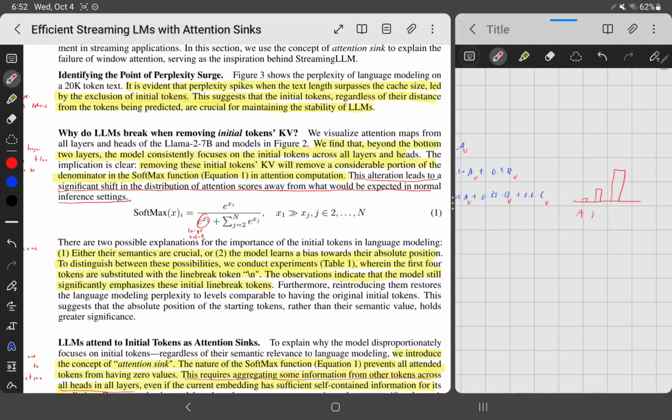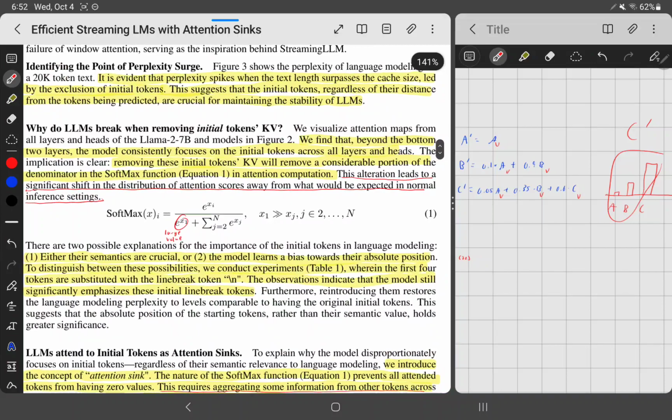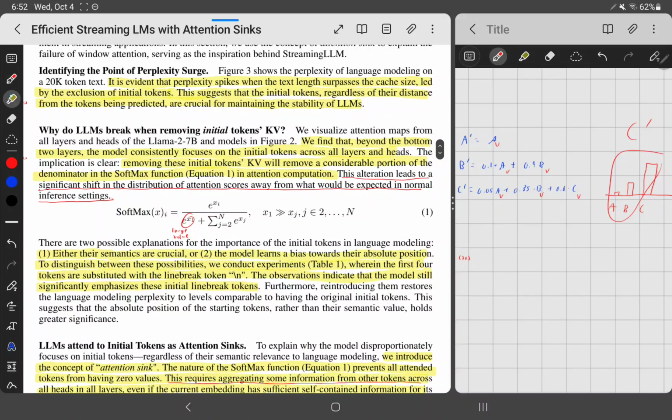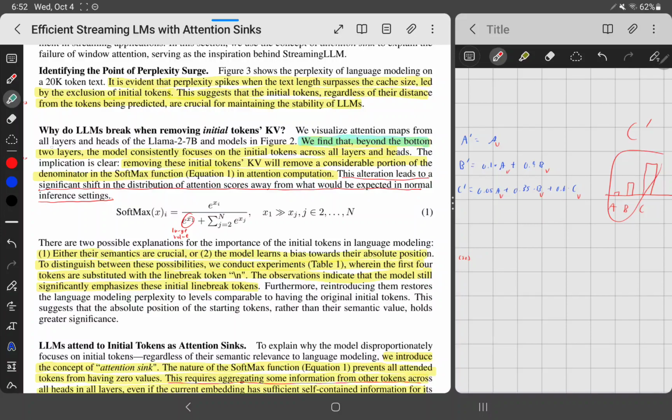This would be A, this would be B, this would be C, and this is basically what C prime is. So it's a distribution, and it's a distribution because of the softmax. Now, what they say is, let me get my highlighter. They find beyond the bottom two layers, the model consistently focuses on the initial tokens across all layers and heads. So this is an interesting phenomenon they find.